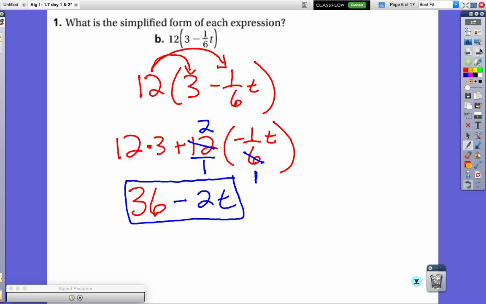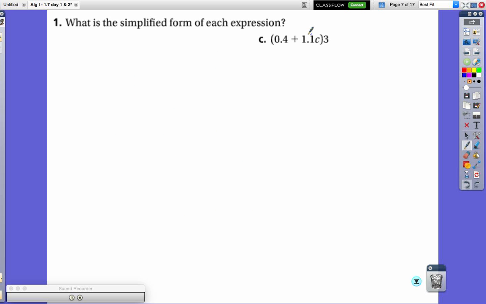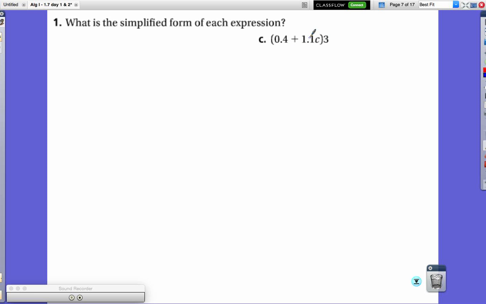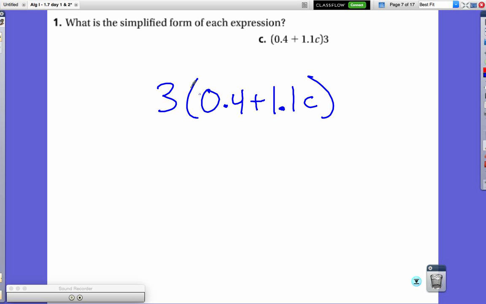All right. Decimals are the exact same way. So again, since 3 is written at the end, I would like to rewrite it: 3 times 0.4 plus 1.1c. All right, now we distribute.